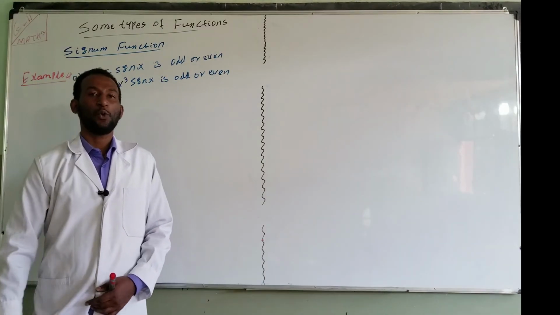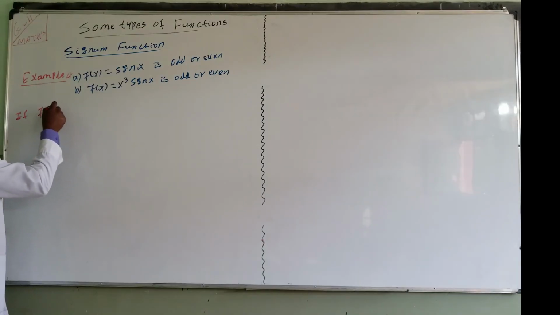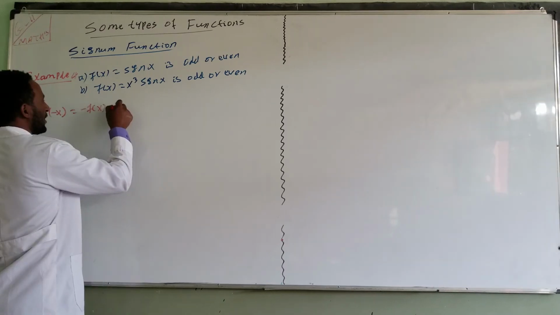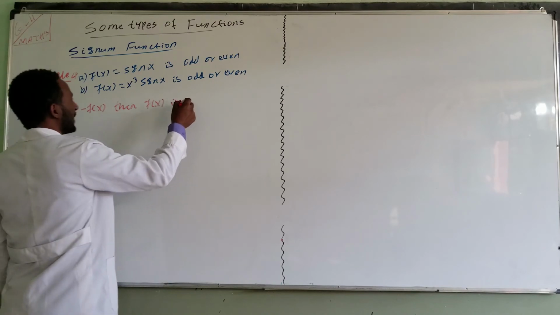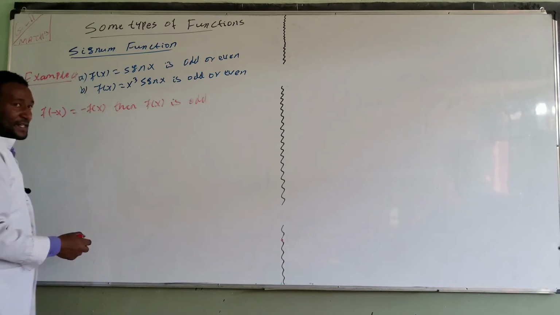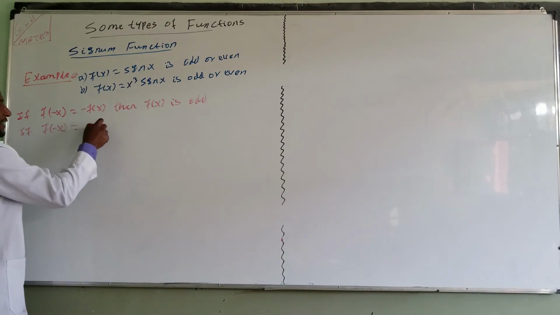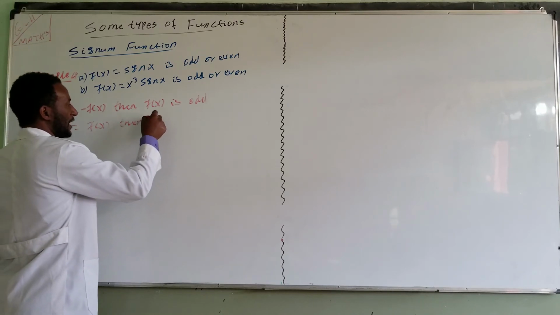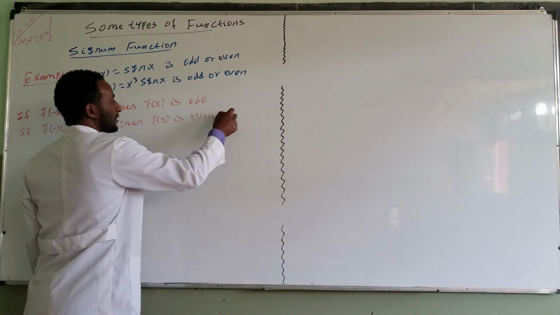Example 4: odd or even. When we find the oddness and evenness of a function, if f of negative x is equal to negative f of x, then f of x is odd, and if f of negative x is equal to the given function f of x, then that function f of x is an even function.